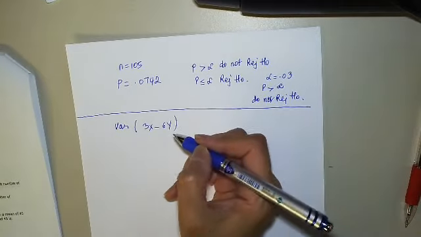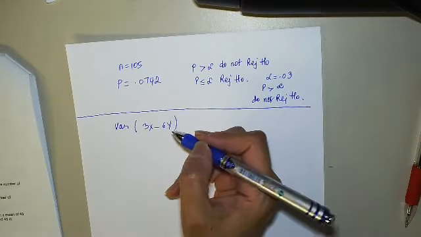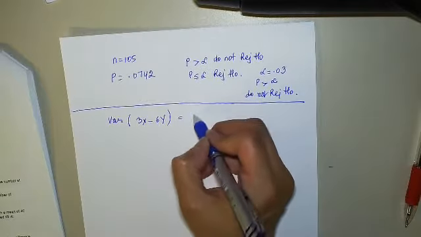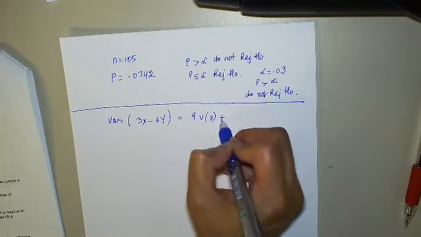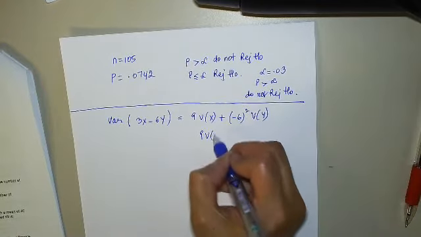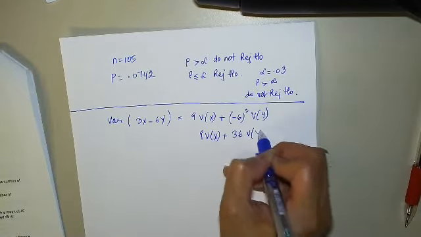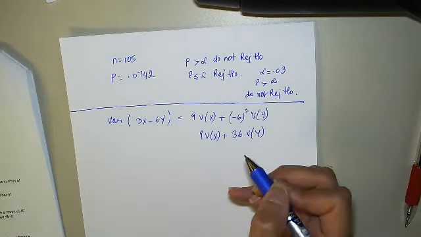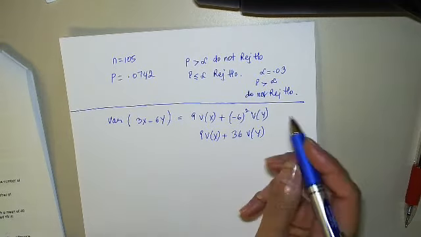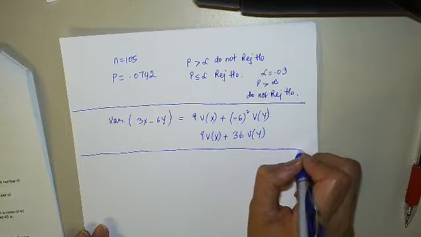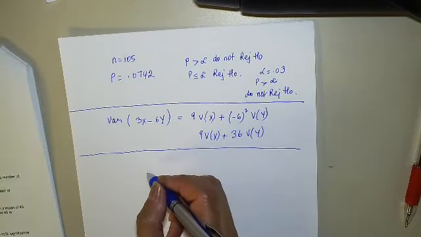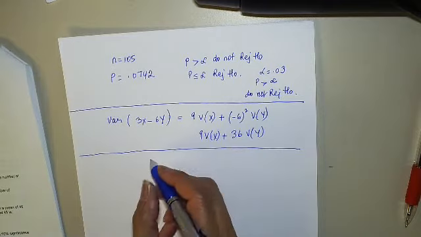Okay, what is the variance of 3x minus 6y if x and y are independent variables? So it's just that one rule that we wrote on our index card. 9 variance of x plus minus 6 squared variance of y. Right. 9 variance of x, 36 variance of y. That's it. Next one.